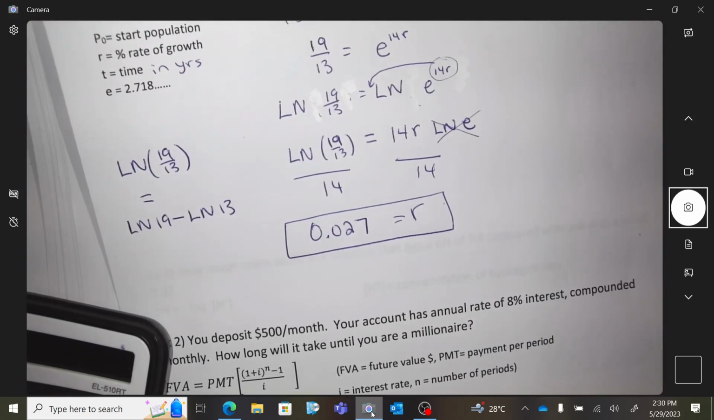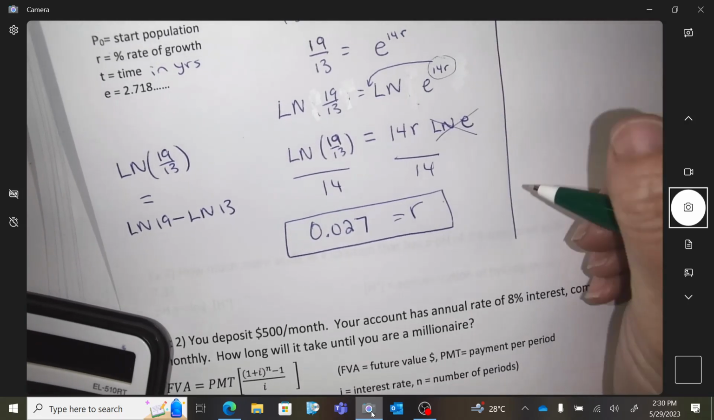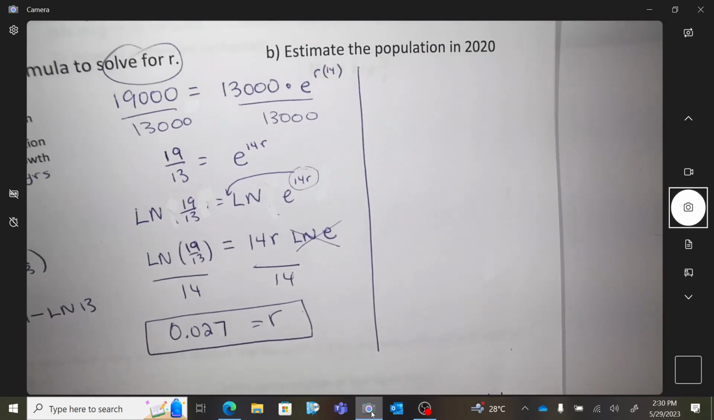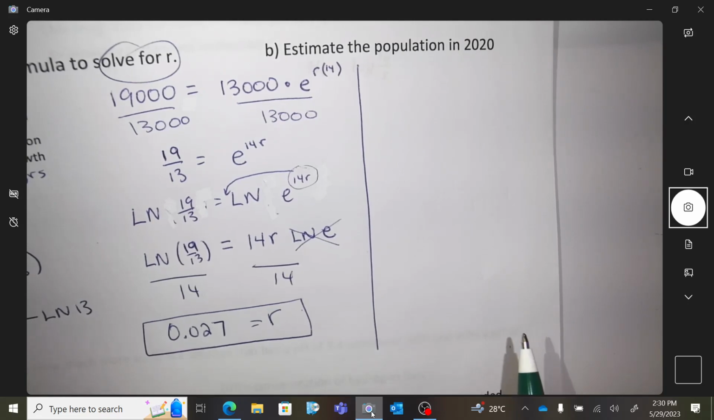Three decimal answer when you write it on paper, but don't take it out. Does it make sense that a population could grow by 2.7%? Does that seem reasonable as an answer? Yeah. Okay. Now, I still need it. Do not erase it out of your calculator. It's still there.